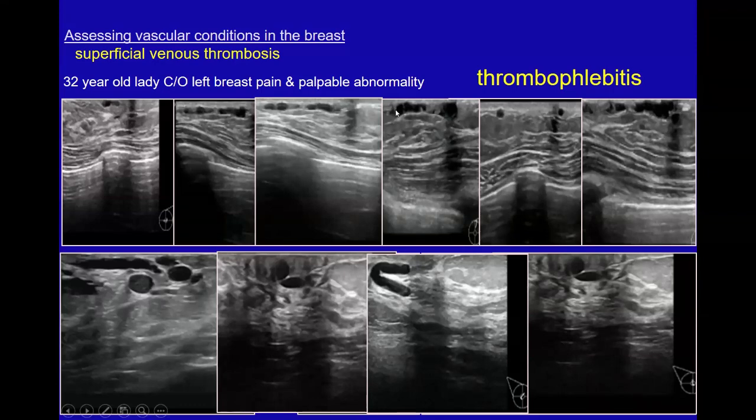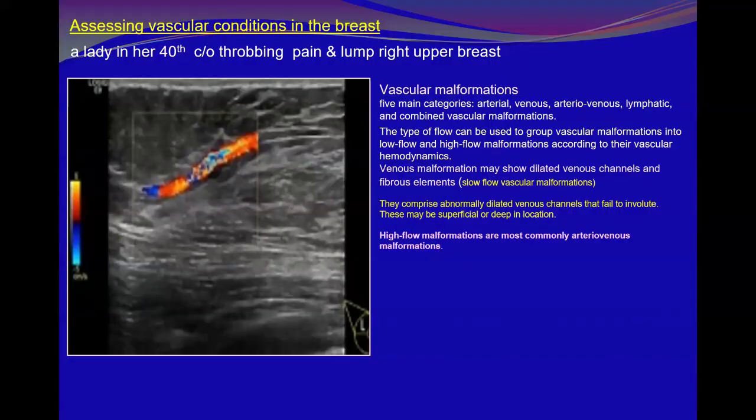When we talk about this thrombophlebitis, we are dealing with the superficial venous system. In the breast, as we discussed in the anatomy, we have two venous systems. The superficial one has only venous structures, while the deep system runs parallel to the arterial system.